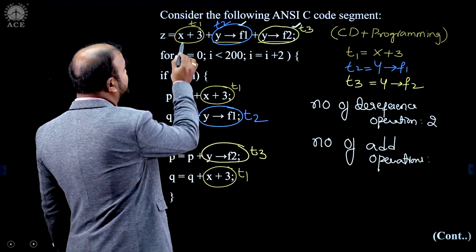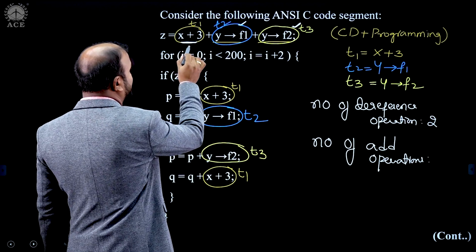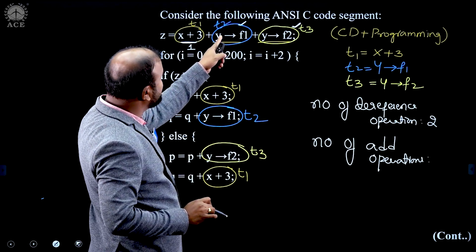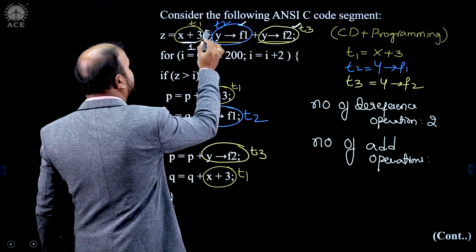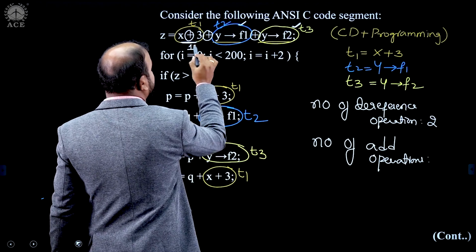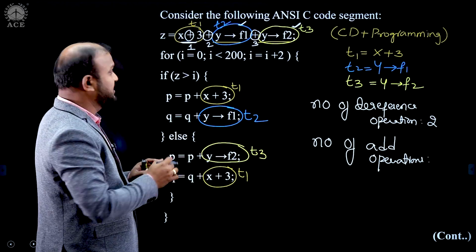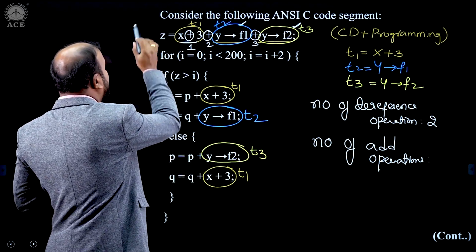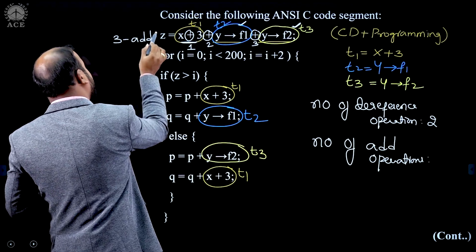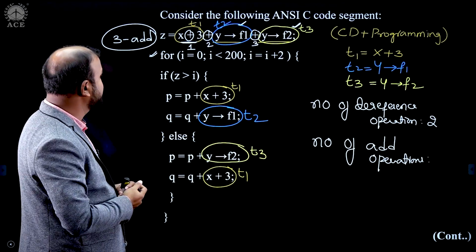In the optimized code, for T1, one add operation. Okay, this is one add operation. And this one add operation with plus T2 plus T3. Here, this is 1, this is 1. Right? So this is one add operation, this is second, this is third. So outside of the for, we do have 3 add operations. Please observe carefully.